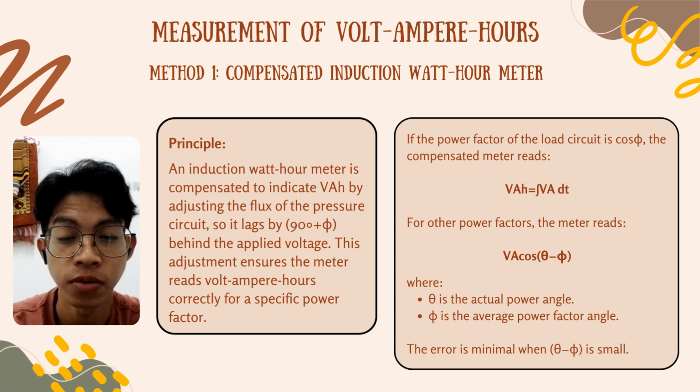For other power factors, the meter approximates volt-ampere hour as VAH equals the integral of VA cos(theta minus pi) dt, where theta is the actual power angle. This method minimizes error, especially when theta minus pi is small.